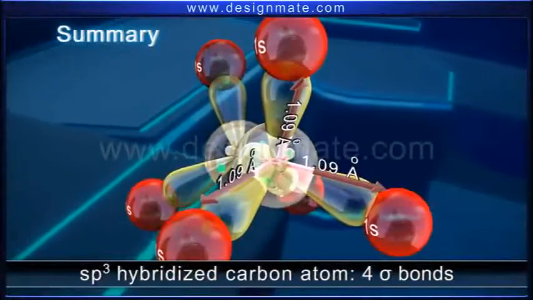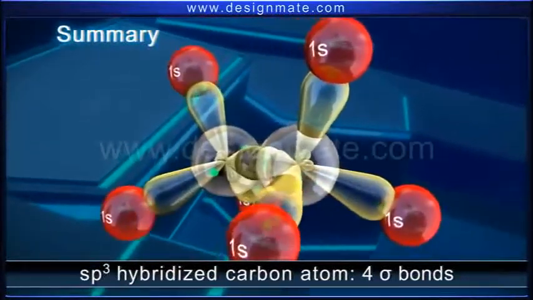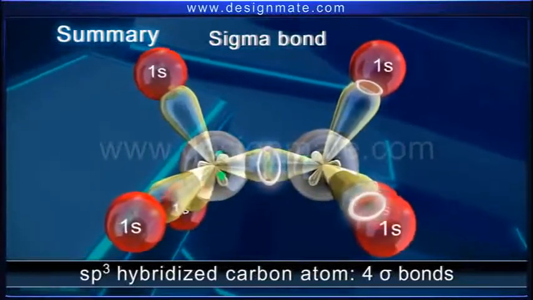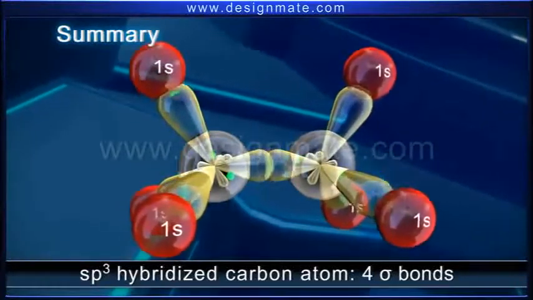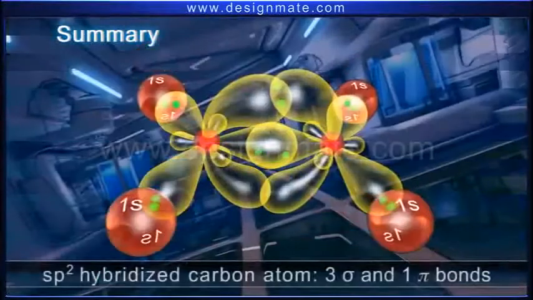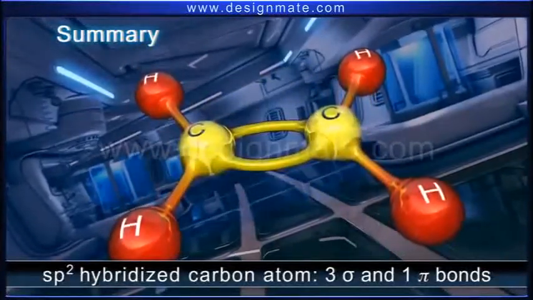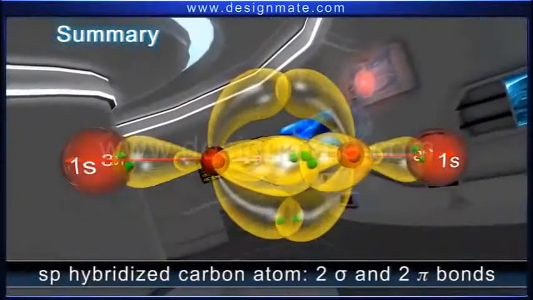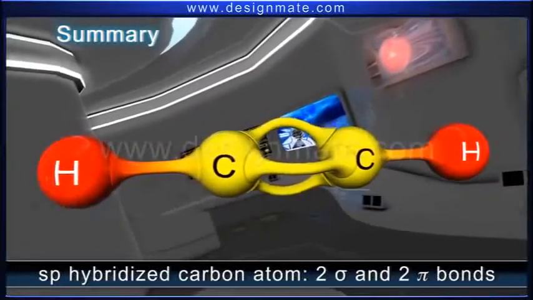To summarize, we've studied that whenever a carbon atom in an organic compound forms 4 sigma bonds, directed along the corners of a regular tetrahedron, it is sp3 hybridized. A carbon atom that forms 3 sigma and a pi bond is sp2 hybridized, while the one in which it forms 2 sigma and 2 pi bonds is sp hybridized.